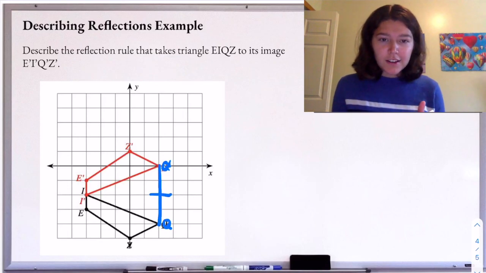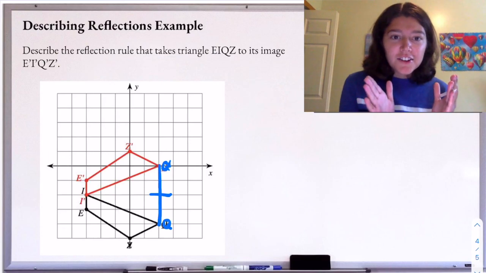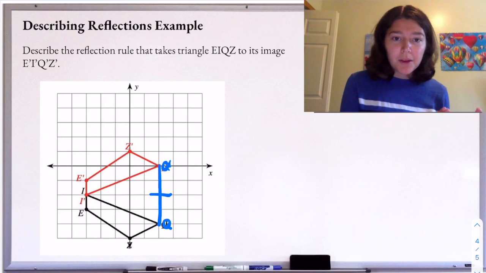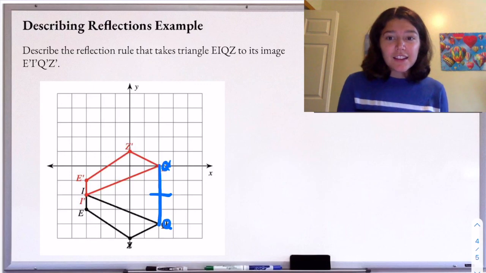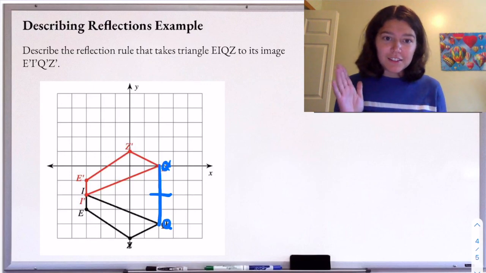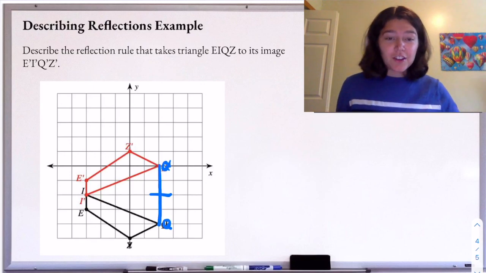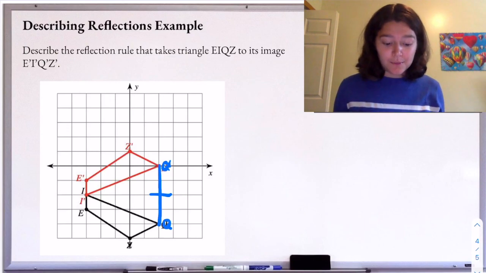Now, why did I cut it in half? Well, I have the entire distance from Q to Q prime. I know that that distance needs to be cut in half because the distance on one side to the line of reflection and the other side has to be the same.